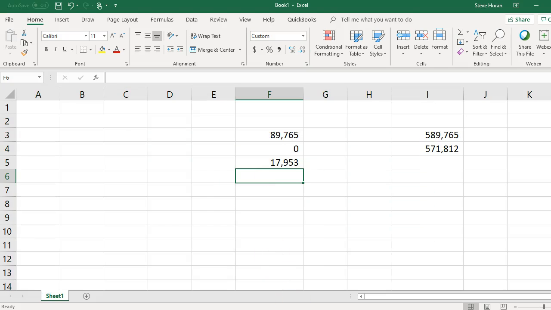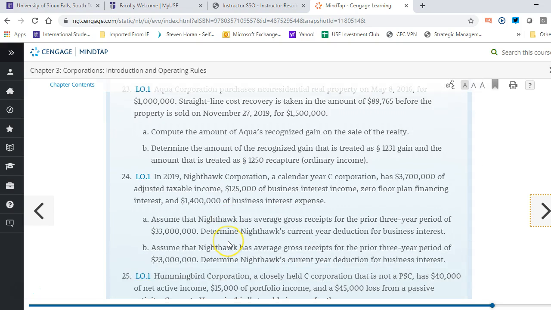Okay, so that was Part A and Part B. Part B had two parts to it. 17,953 is the 1250 recapture, and then the Section 1231 gain is 571,812. Okay, let's take a look at question 24.